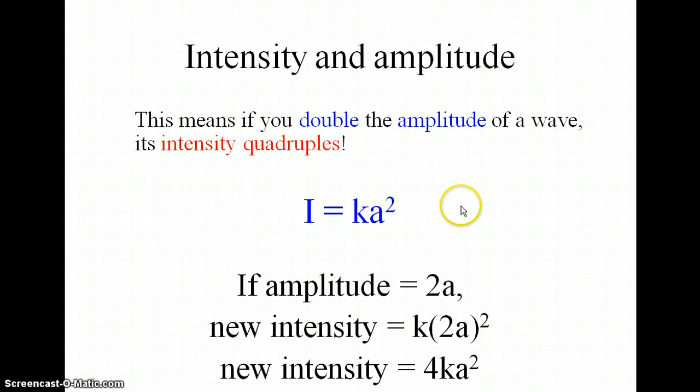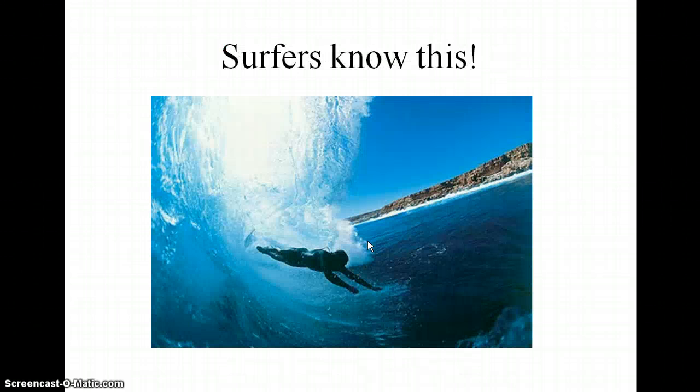What that means is if we double the amplitude of a wave, the intensity will be 4 times greater. And there's a little bit of a mathematical proof of that. If the intensity equals k a squared, if we double the amplitude to make the amplitude 2a, so now the new intensity is k times 2a squared. Of course, 2a squared is 4a squared. So the new intensity is 4 k a squared, which is quadruple the original intensity. And of course, surfers know this. They know that if you surf a wave that's 2 meters in amplitude, it's way more powerful than a wave that's just 1 meter in amplitude.